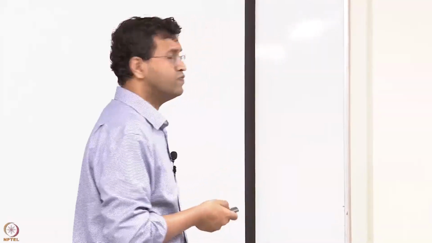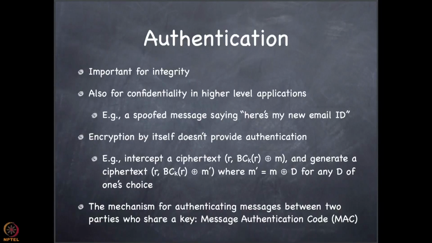So forgetting encryption for a second, just thinking about authentication. Just like we have encryption as a cryptographic scheme, the corresponding thing for authentication is called a message authentication code, or a MAC. Of course, MAC is an acronym with different expansions in different contexts. Here it means message authentication code.